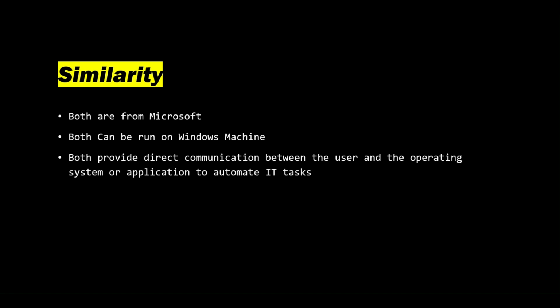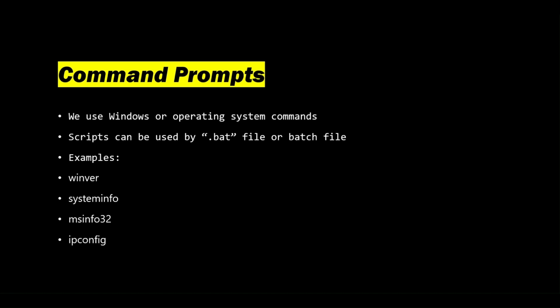And this helps us in automating our IT tasks. So in command prompt, we use Windows or operating system commands. Scripts can be used using .bat or batch files. Here are some examples that we will be covering while working practically. That is Winver, Systeminfo, MSInfo32, Ipconfig.